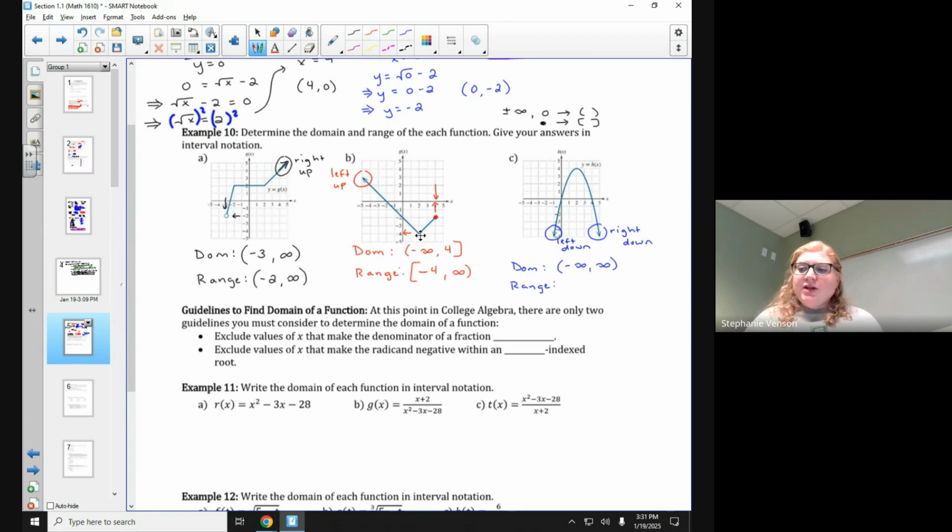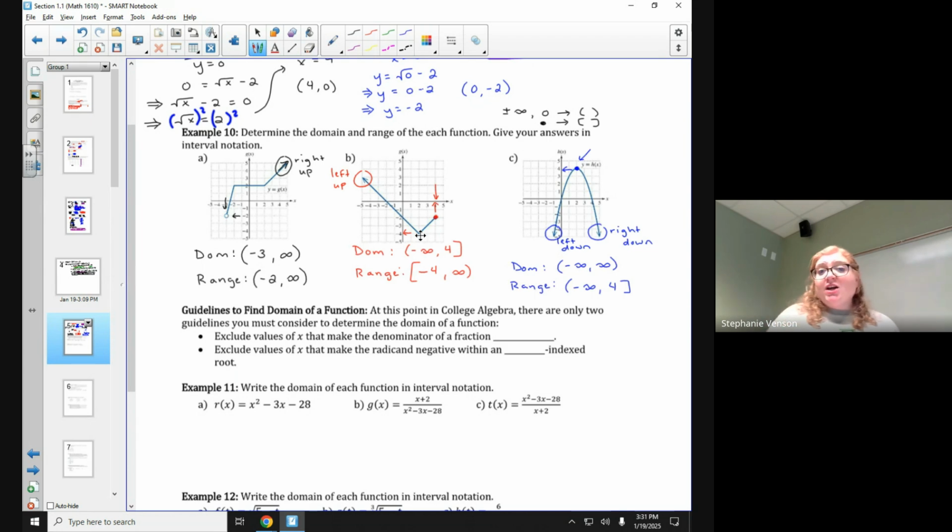Okay, the range. Now, the fact that both of my arrows are going down tells me that my range starts with negative infinity. However, it goes all the way up to here, and that right there is the highest y value I'll ever get to, and it's a 4. So my range is negative infinity to 4, and I'm going to close that off with a bracket since it's a closed point. So for 10C, my domain is negative infinity to infinity, and my range is negative infinity to 4.